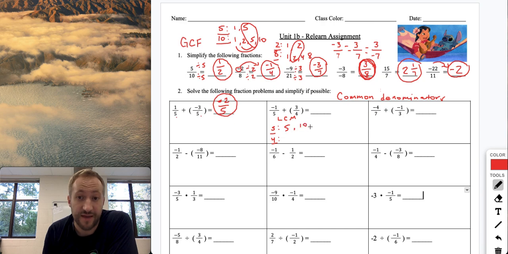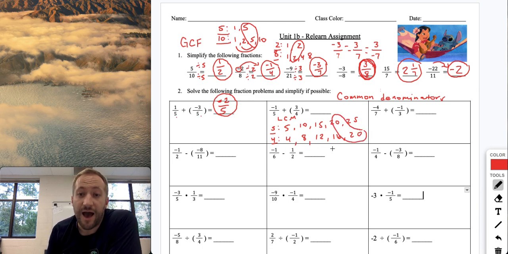5 times 2 is 10. 5 times 3 is 15. 5 times 4 is 20, then 25, and so on. Let's look at 4. 4 times 1 is 4. 8, 12, 16, 20. Let's see. What's the lowest number that they have in common? The least common multiple, it would be 20. So I'm going to give this an erase just so I have room in the box to write. So I found 20. That's going to be my new common denominator.